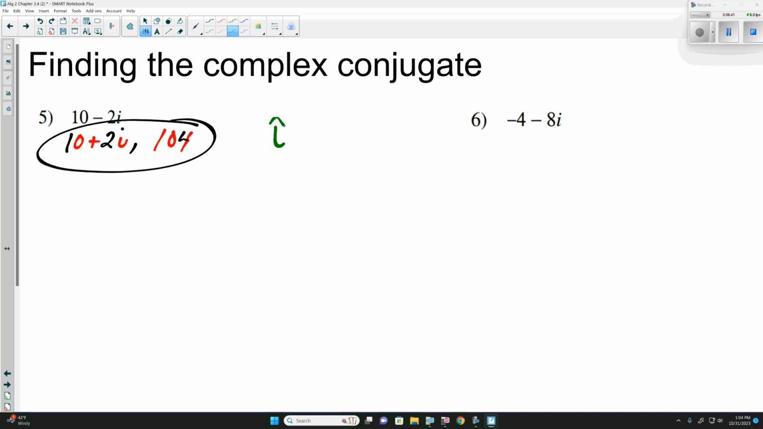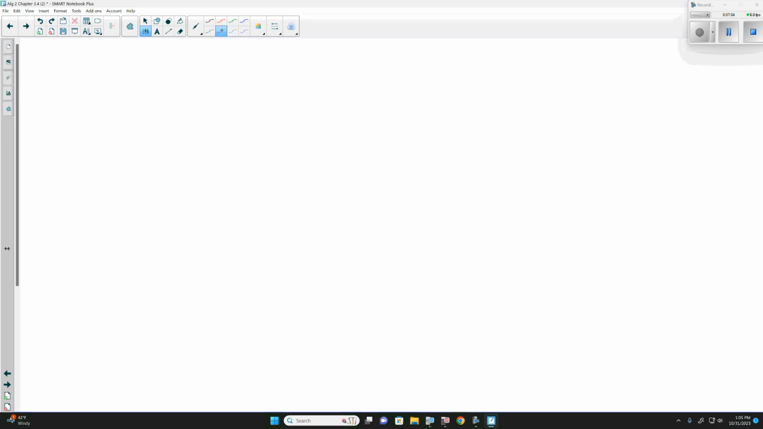Let's do one more and then we'll move on. Because this would be negative 4 plus 8i. And if we multiply them together, we should get 80. Actually, I want to do 2 more. What would the complex conjugate of 8i be? And then if we multiply these together, we would get 64.